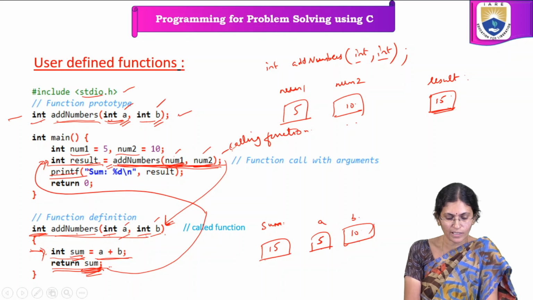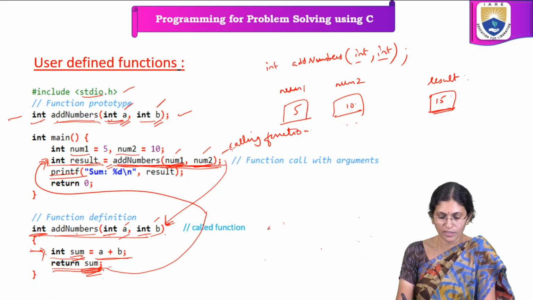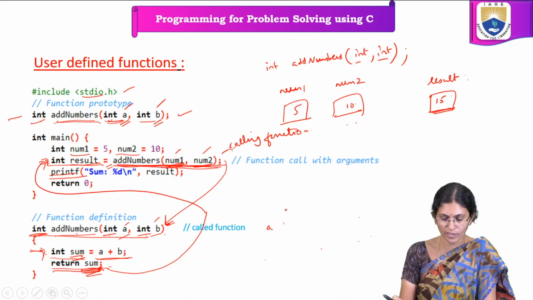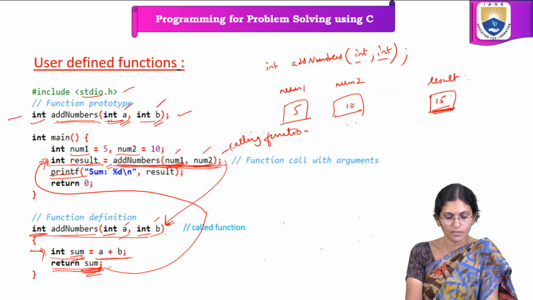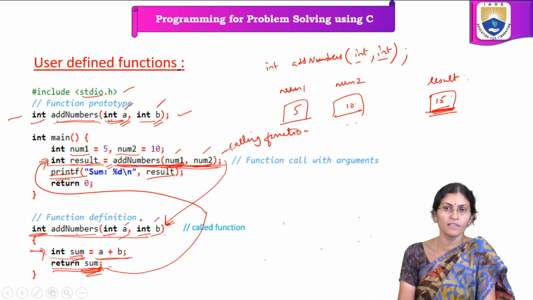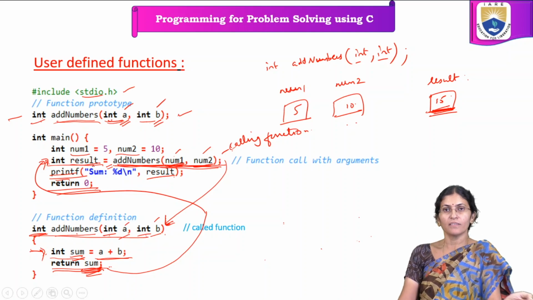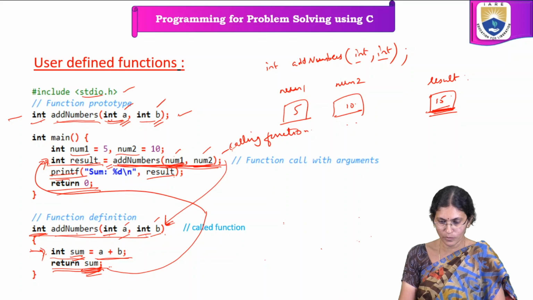As soon as the control is transferred back here, the variables A and B are no longer available. The value returned from the function is assigned to the variable result. If you print the value of result in this main function, you will get 15. So the output of this is 15. Here you also have return 0. Whenever the compiler sees return 0, that is the end of the program.